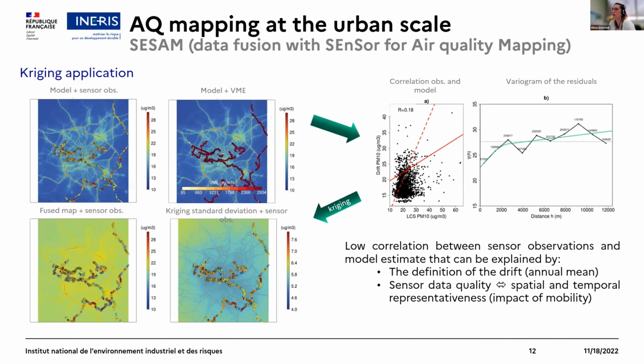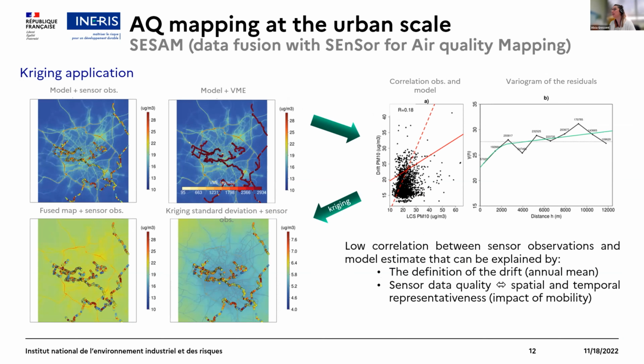So you can see on the upper panels the model estimation of PM10 on the background, with the observations of the sensors that are averaged for the hour. So this is for a particular hour, at 7 a.m. On the left, these are the observations, and on the right, this is the associated variance of measurement error that we have calculated.